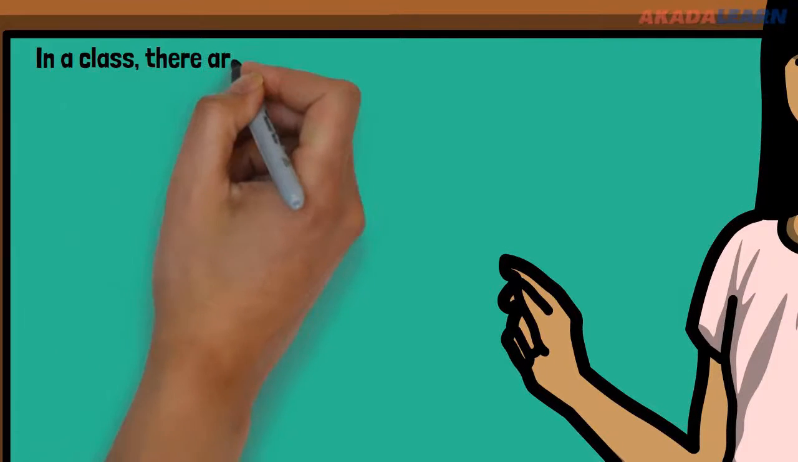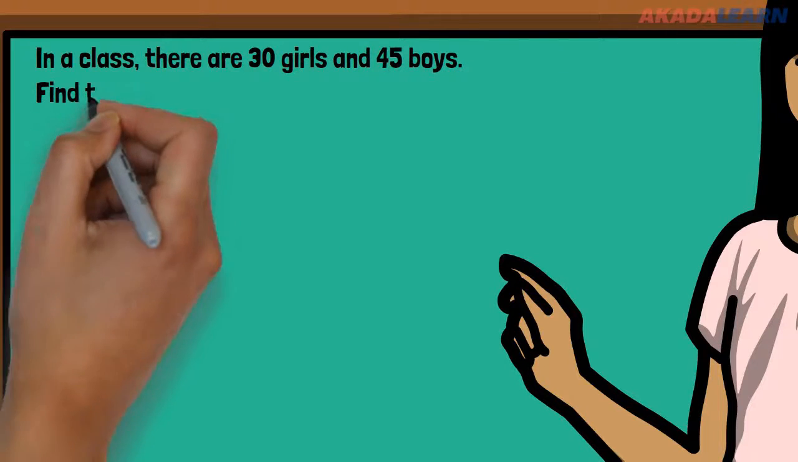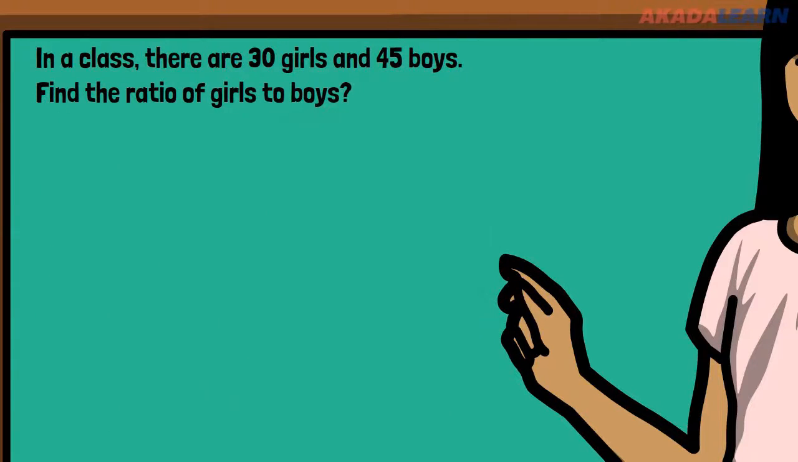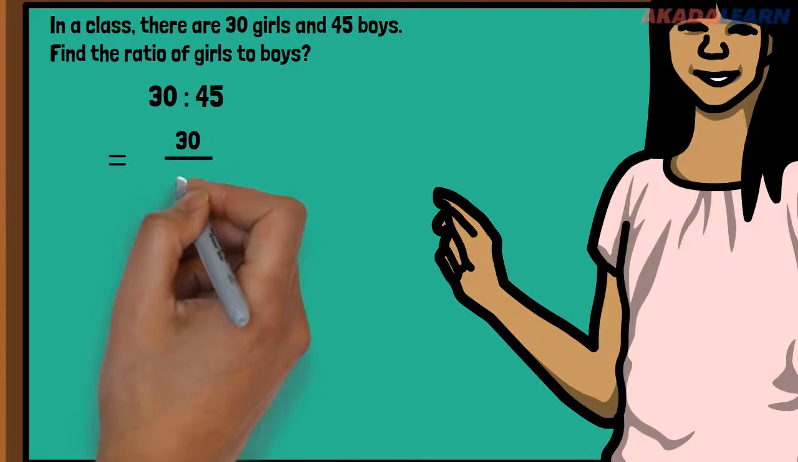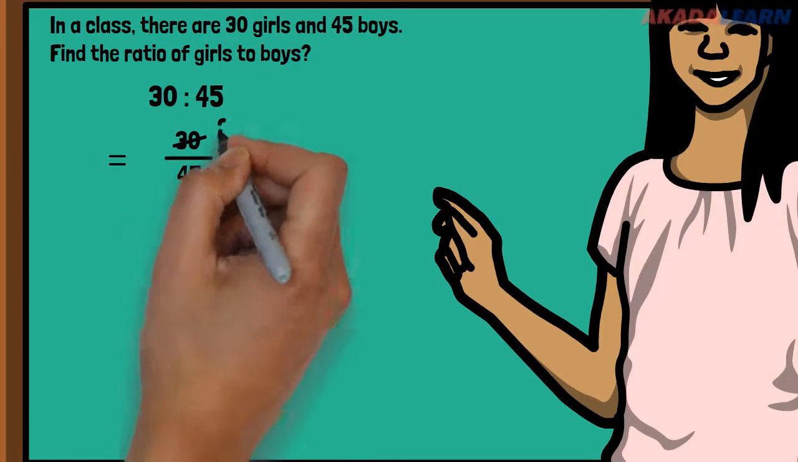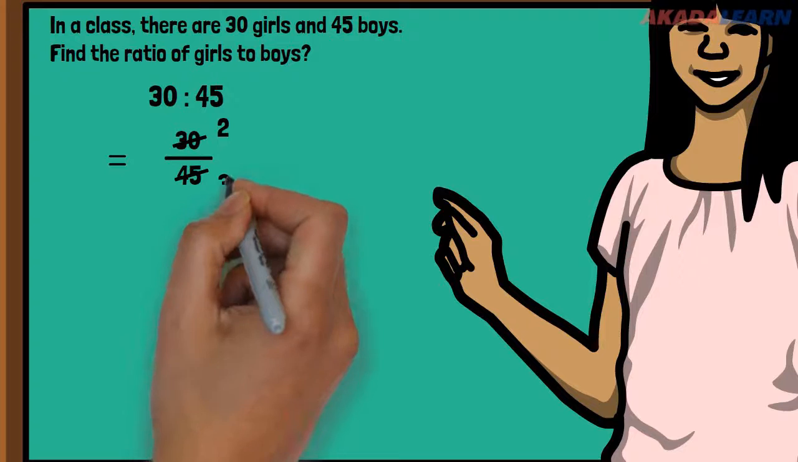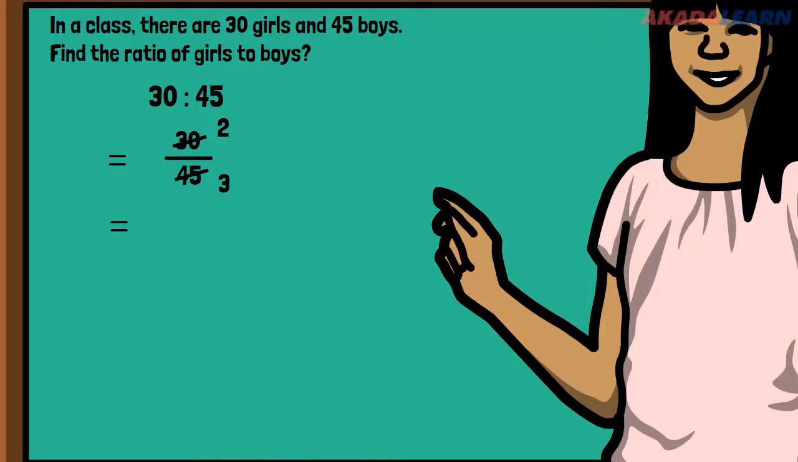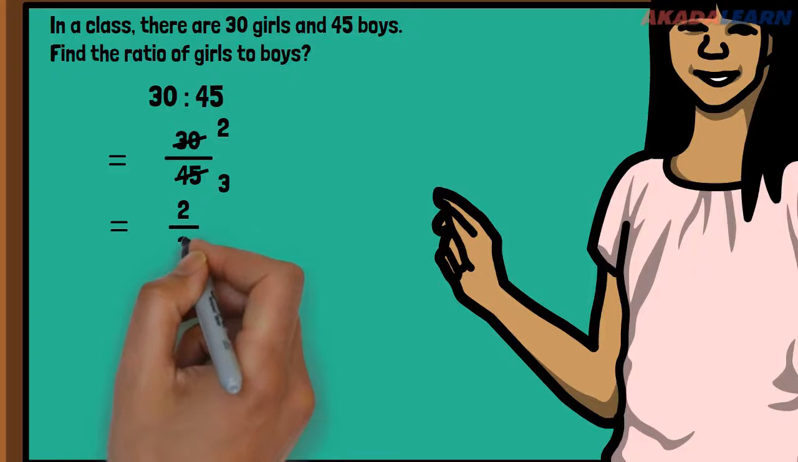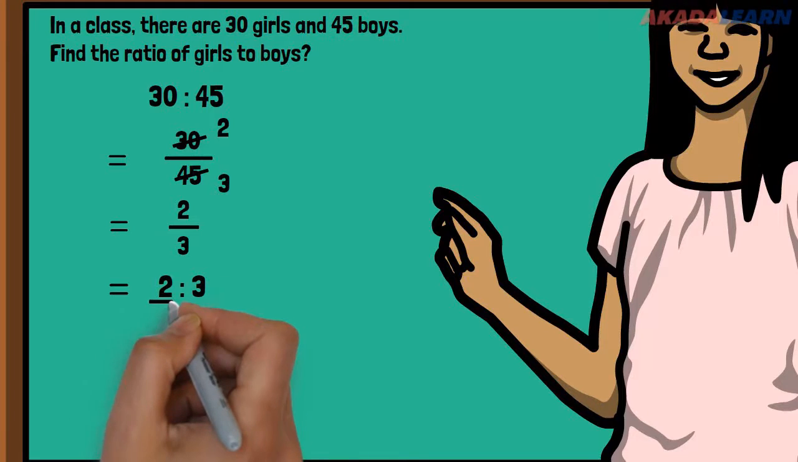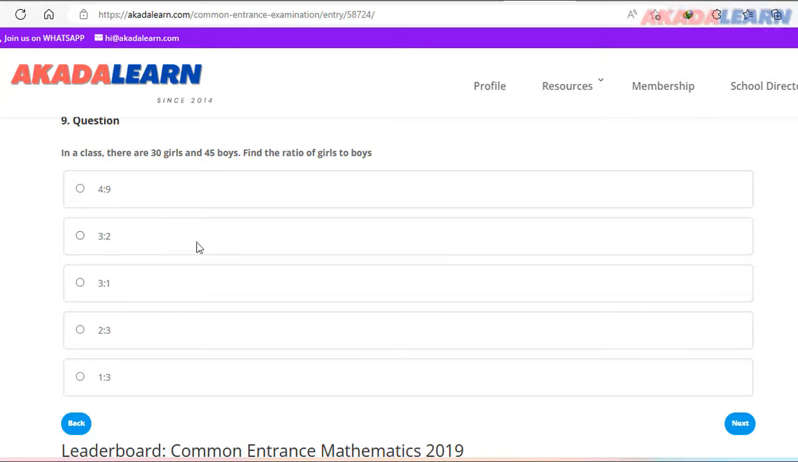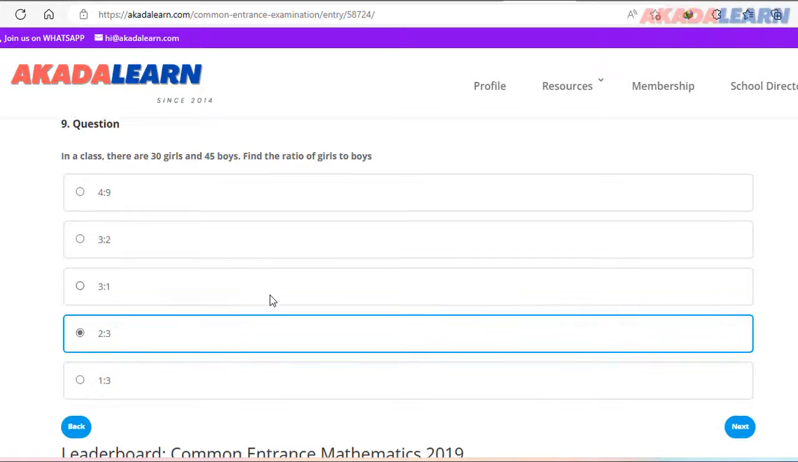Alright, let's begin. In a class, there are 30 girls and 45 boys. Find the ratio of girls to boys. 30 ratio 45, which is 30 over 45. 30 divided by 15 is 2, and 45 divided by 15 is 3, which is their common factor. So it equals 2 over 3. Your final answer should be 2 ratio 3. So from our solutions video, we can see that the answer is ratio 2 to 3, which is option D.